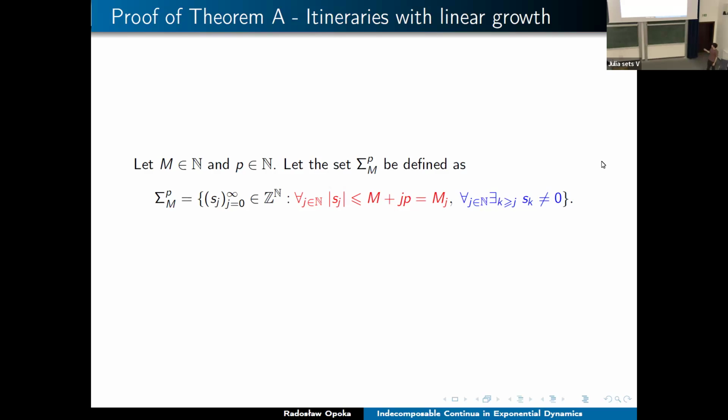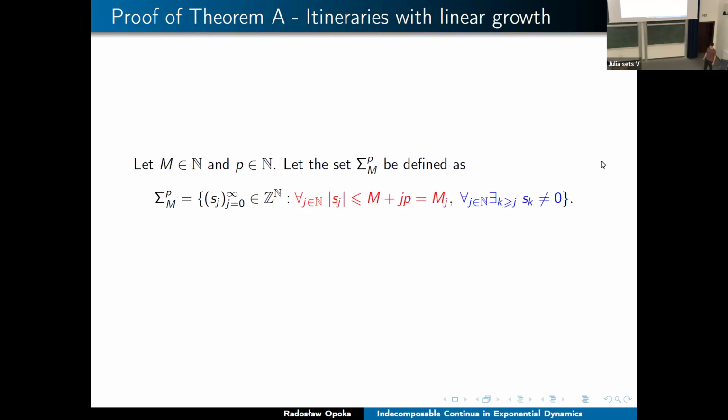Okay, so I choose such a subset of unbounded itineraries. This set contains all bounded itineraries and also some unbounded ones, because this condition is quite simple, and this was the first thing which came to my mind when I tried some approaches to this problem. You can imagine that if the itinerary grows slower, then the proof should be easier. So I choose such itineraries.